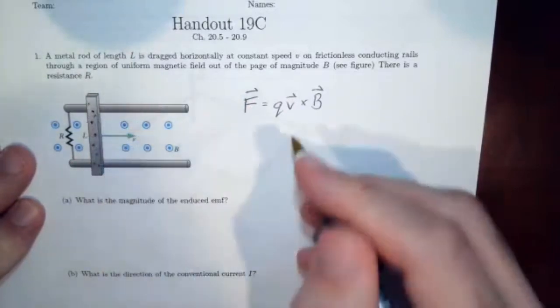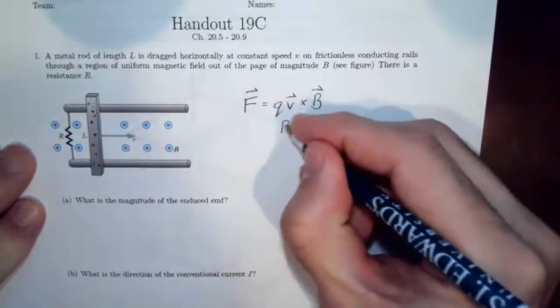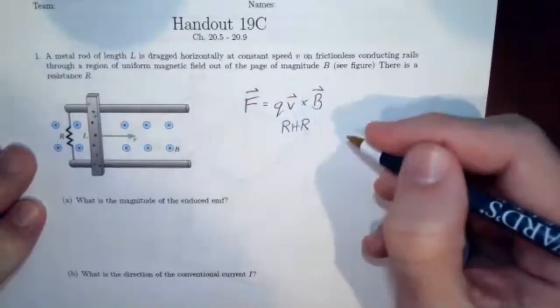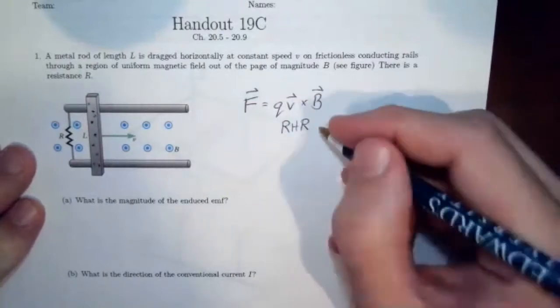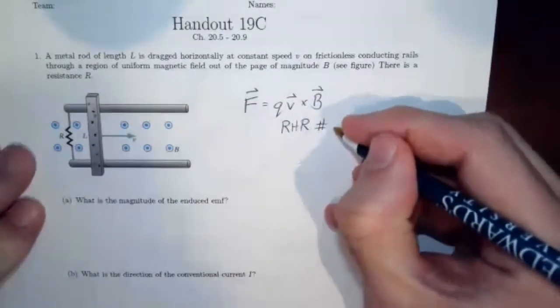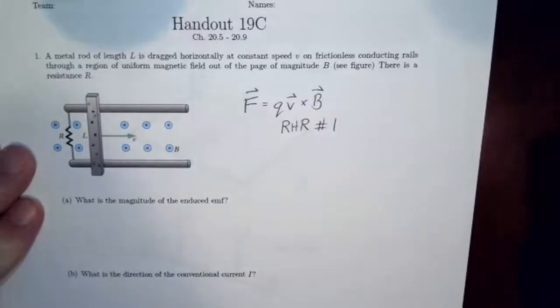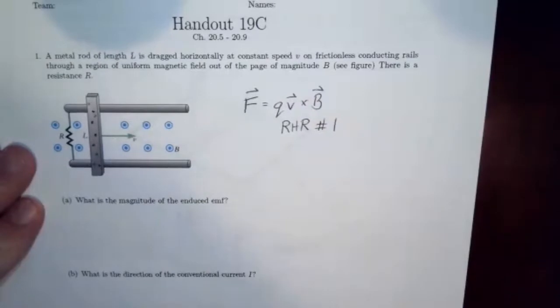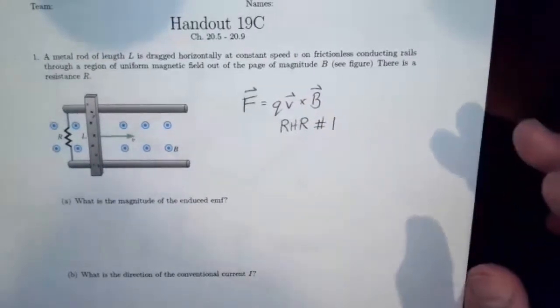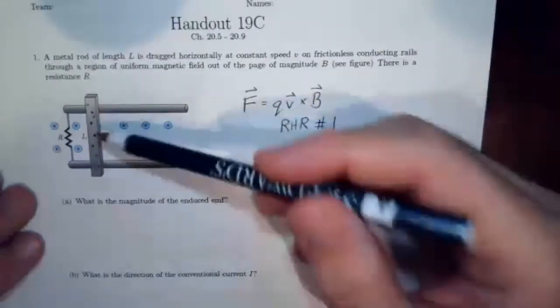What's the direction of the force? We have a cross product here, so for the direction of the force, we're going to use the right-hand rule. Okay, and if you've been watching my video lectures, you may know that I've been calling this right-hand rule number 1 because it's the most fundamental. It's the right-hand rule that applies to the cross product. Okay. So what's the direction of the magnetic force on these electrons?